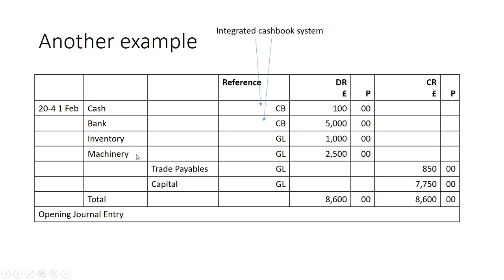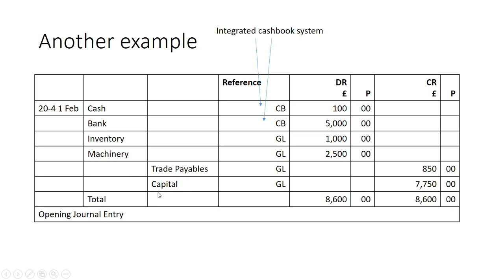We've got some machinery. Is that an asset? Yeah, machinery is an asset. Is it increasing? Yeah, it's a new machine. Far left, £2,500 in the debit. Trade payables. So we owe somebody £7,850 in there. Is that a liability? Yes. Is it increasing? Yeah, it's just something we've just got. So that's a credit.